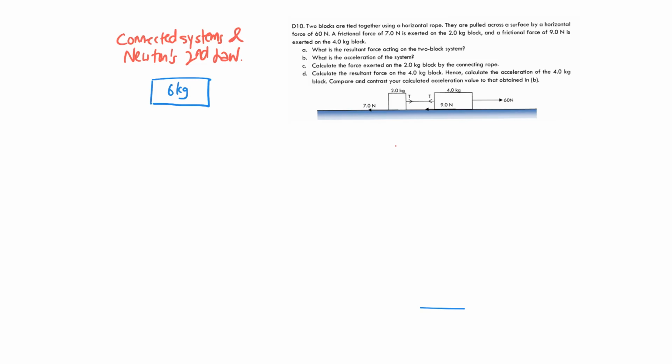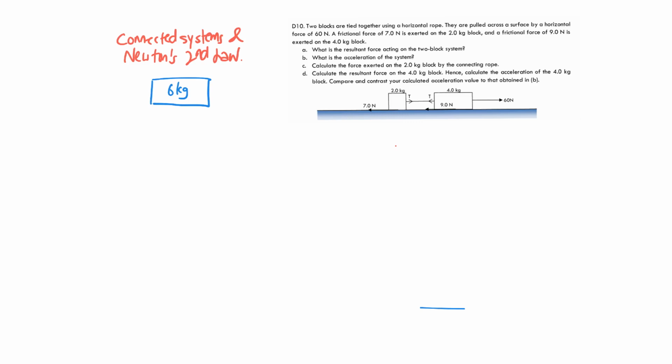This video is about how Newton's second law can be applied to a connected system. We're looking at RE3.2 Newton's second law's discussion question number 10. So for part A, we are to find the resultant force acting on the two-block system.